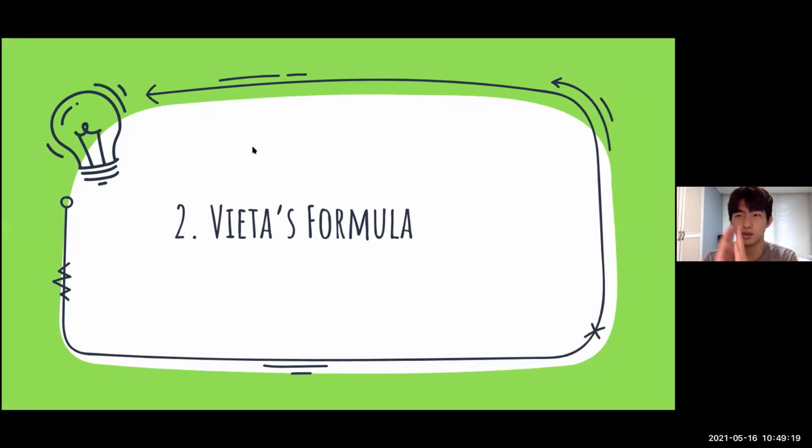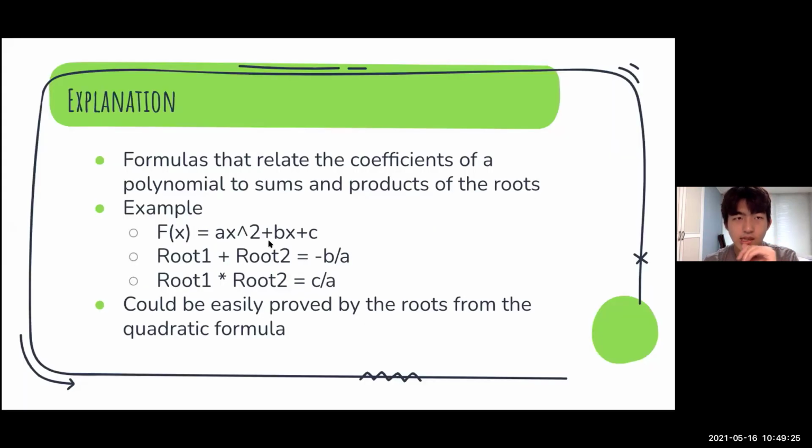So now let's move on to Vieta's formula. Vieta's formula is a formula that relates the coefficients of a polynomial to the sums and products of the roots. I'll give a simple example right under.